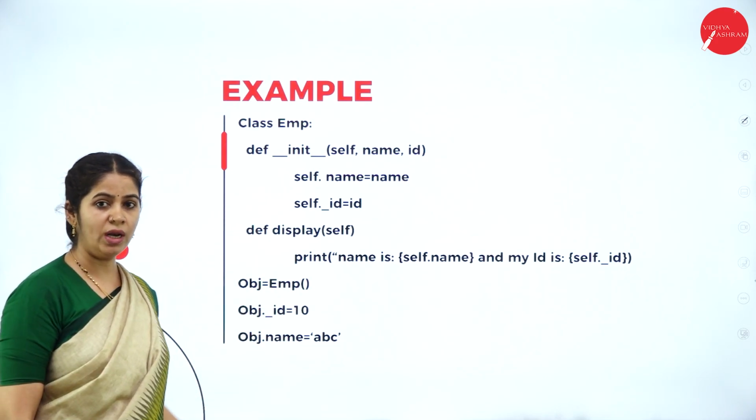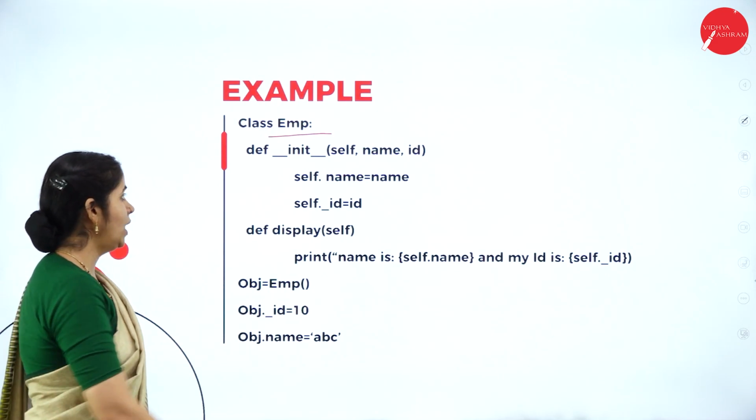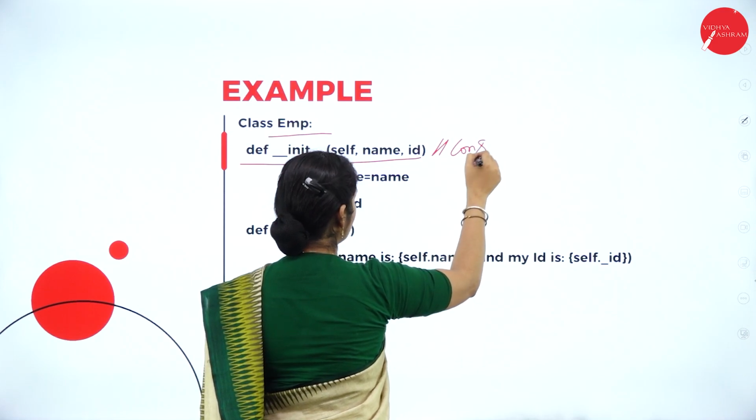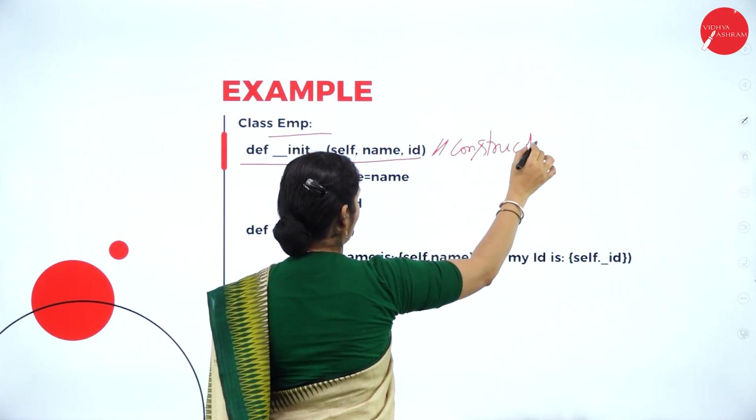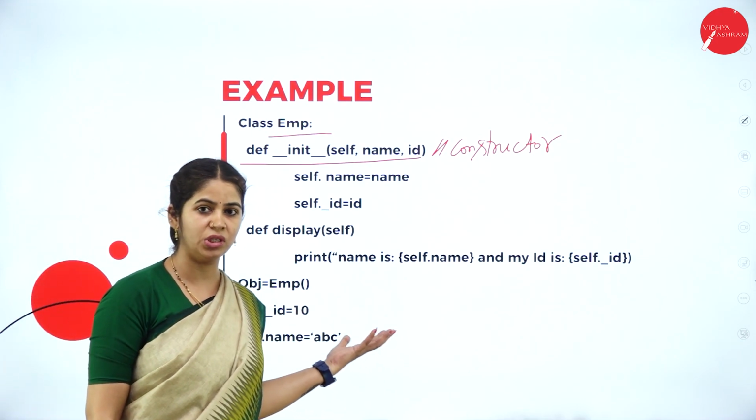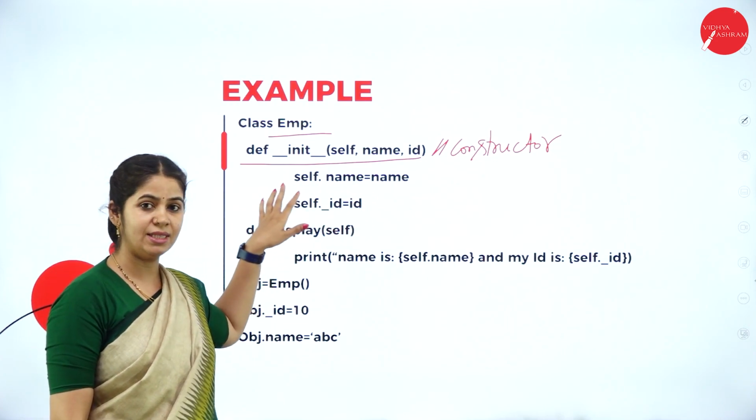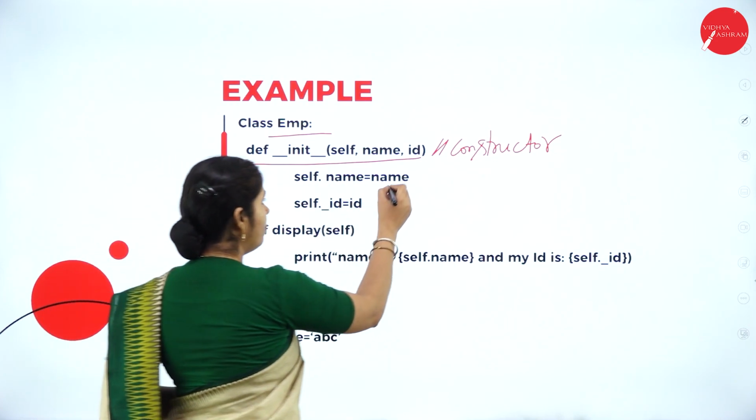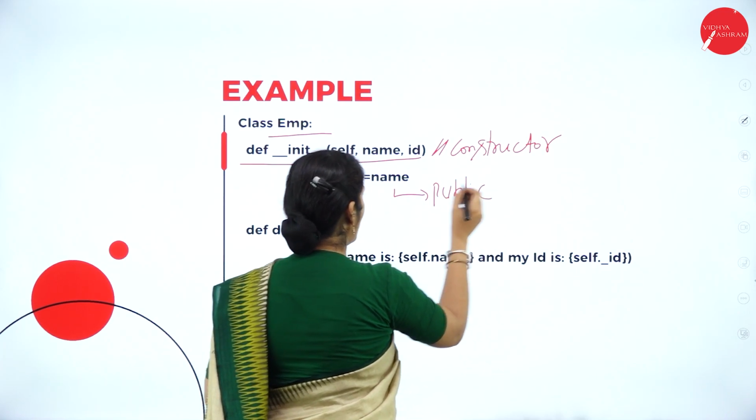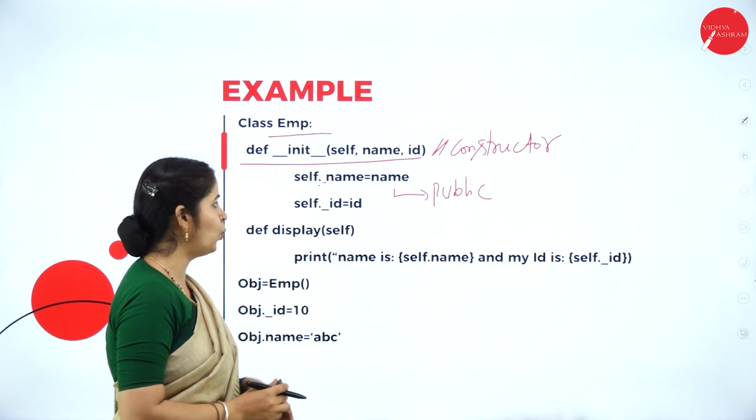We have created one class called Employee. What is the name of the class? Employee. In that we are calling the constructor, right? How many parameters does the constructor have? Name and then the ID. We can access name by self.name, which is a public variable, because we are not prefixing anything with the underscore. So it is a public variable.